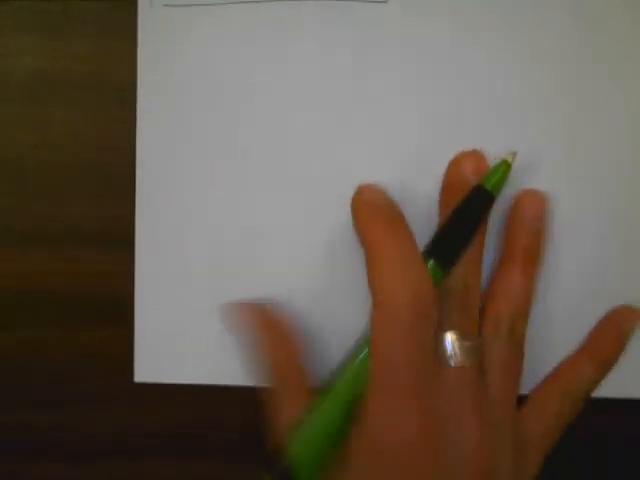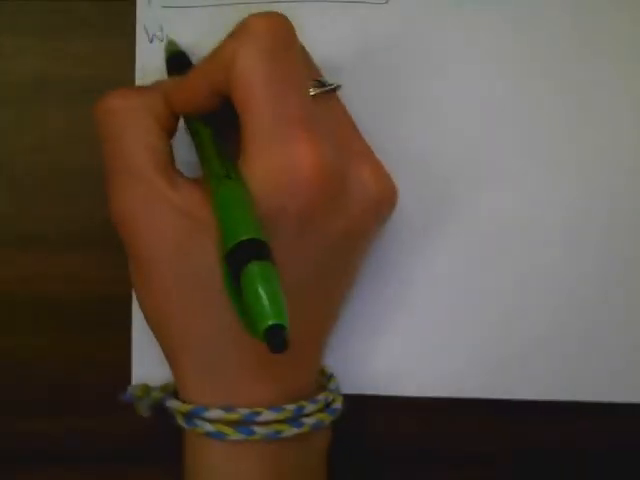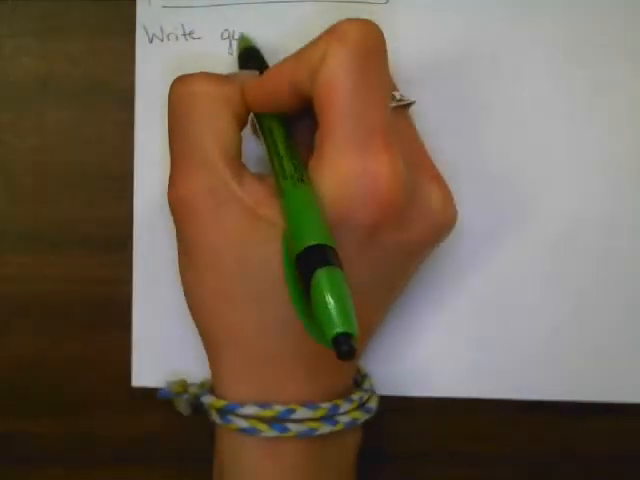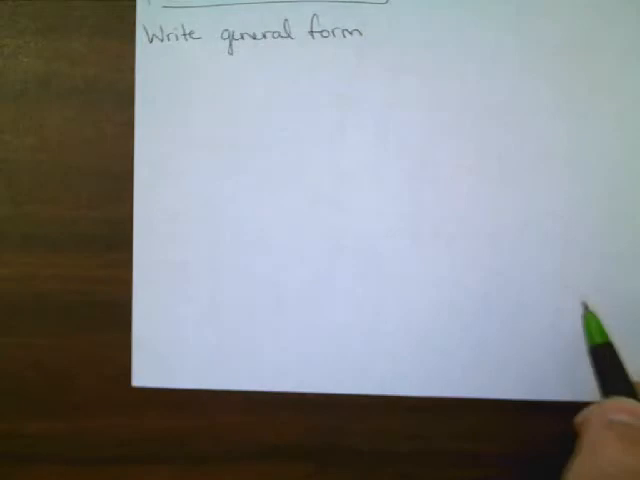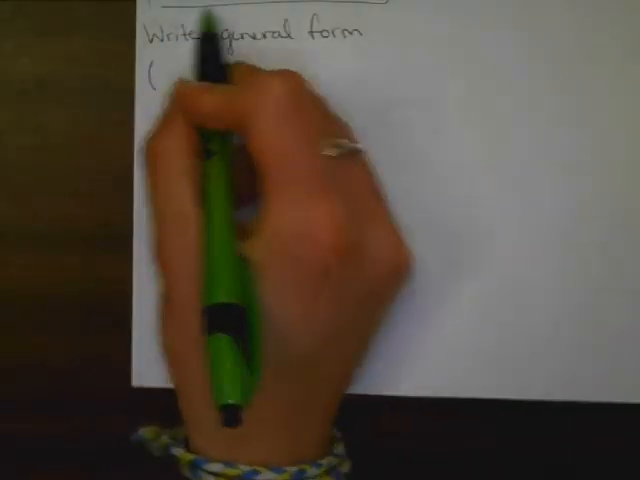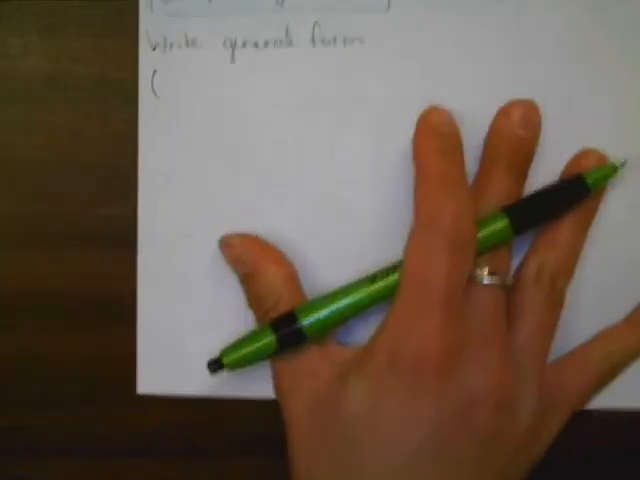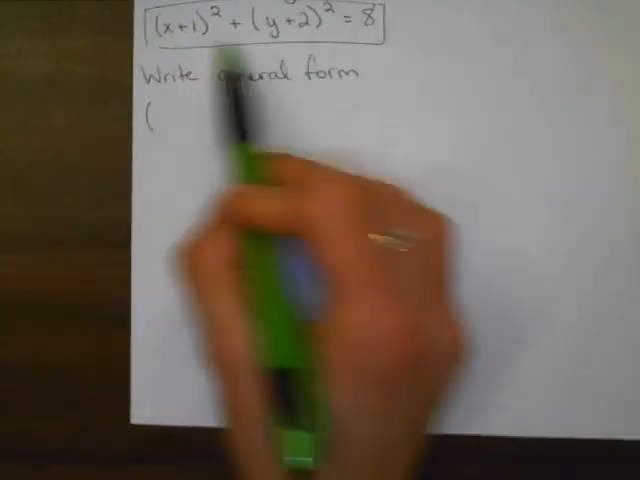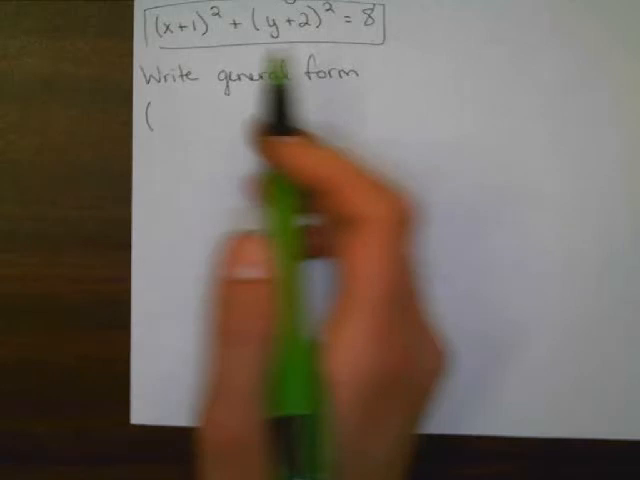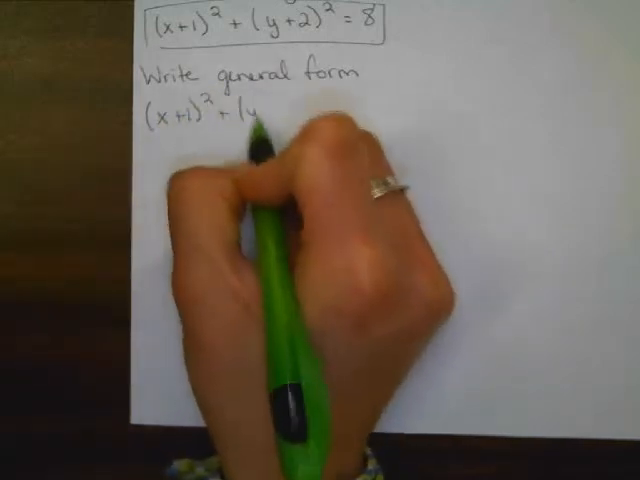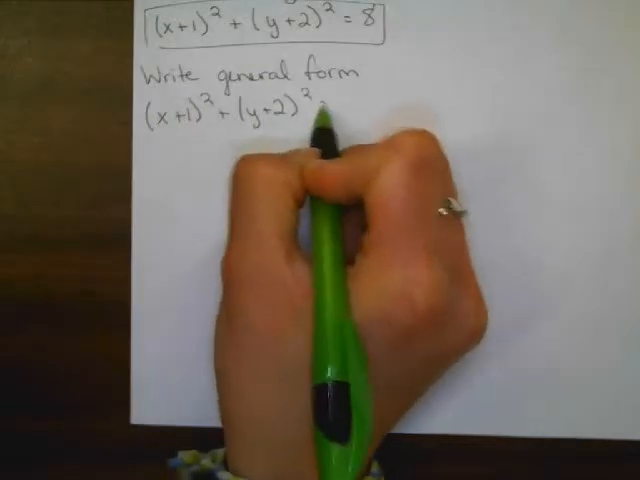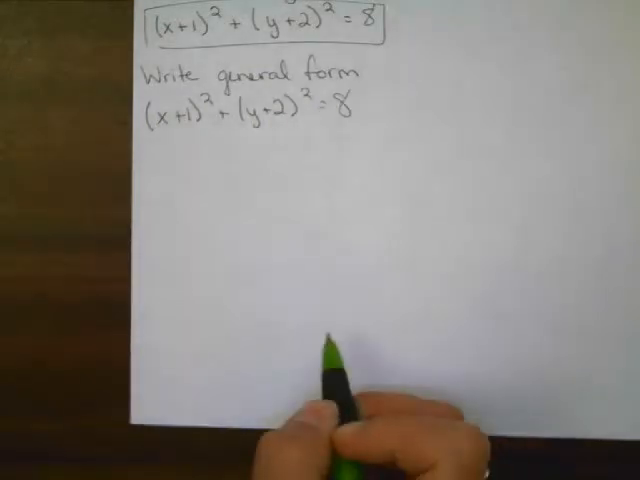Now let's say you have a problem that says to write the general form of the equation. They've already given it to you in standard form. So your equation, we'll just do this one right here that we came up with. We're going to write this in general form. So we have (x + 1)^2 + (y + 2)^2 = 8, and we want to write that in general form.